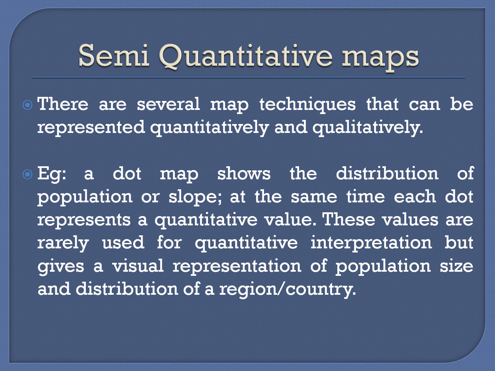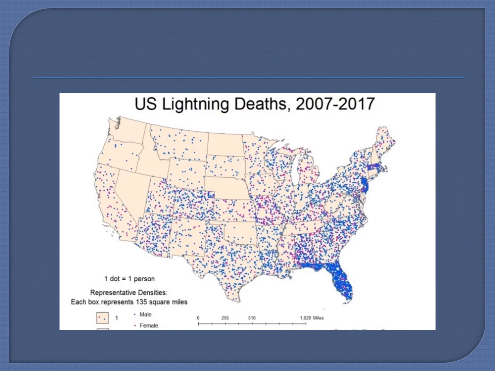I will show you this one with an example. So you remember that a semi-quantitative map is a map that can be represented quantitatively as well as qualitatively. The best example for a semi-quantitative map is a dot map. We will move to an example so that you will understand it.